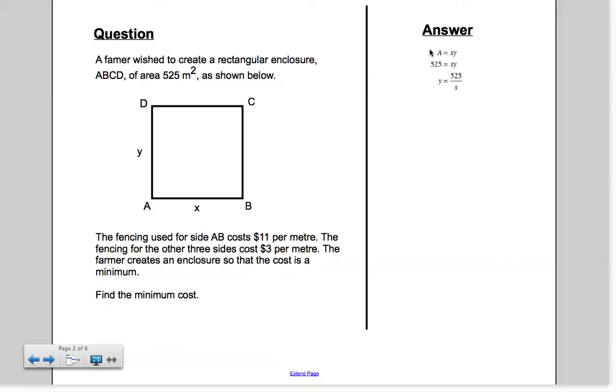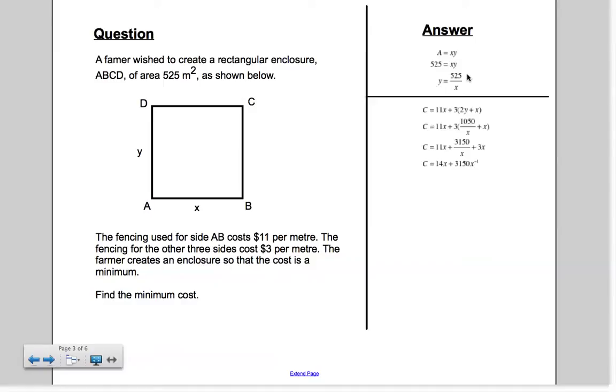So to start this question off, it requires a little bit of basic calculation using the area knowledge that we have. So area is X times Y, the area of this rectangle. And we know that the area is 525 meters squared. So 525 equals X times Y. Rearranging this formula gives you Y is equal to 525 over X.